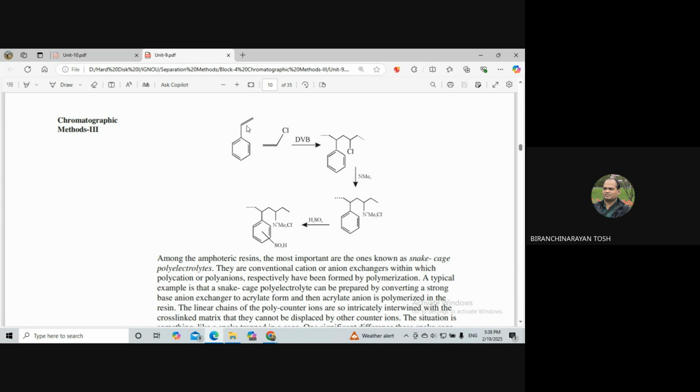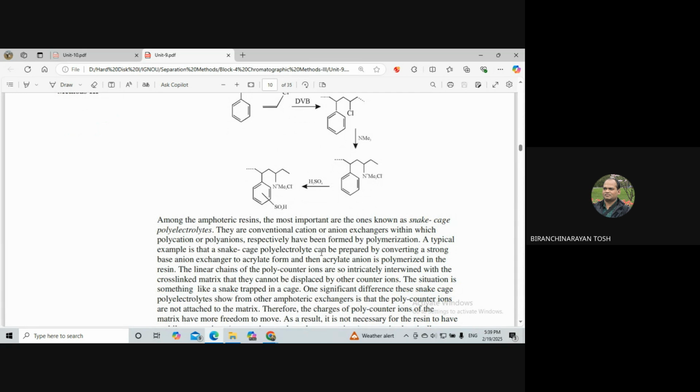So vinyl chloride plus this will give the polymer, and when treated with a tertiary amine, trimethylamine, the chlorine will be substituted by this one, so you get an anion exchanger. When again treated with sulfonation, the benzene ring will be sulfonated, so it will act as a cationic exchanger. This is anionic exchanger, so both together will act as the amphoteric exchanger.